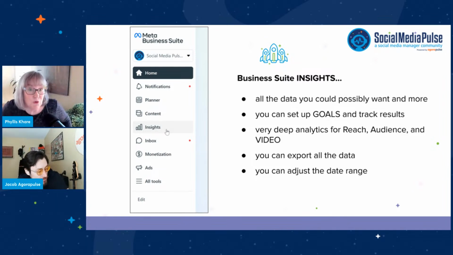Now, make sure that you use the little drop down up there to make sure you're on the right page, because all your pages will be in there. So you might go in there and go, what are these numbers that don't match? And then you'll go, oh, I'm not even on the same page. But if you need all the data you could possibly ever want and more, this is where you're going to find it, in Business Suite, Insights. This is a very cool space.